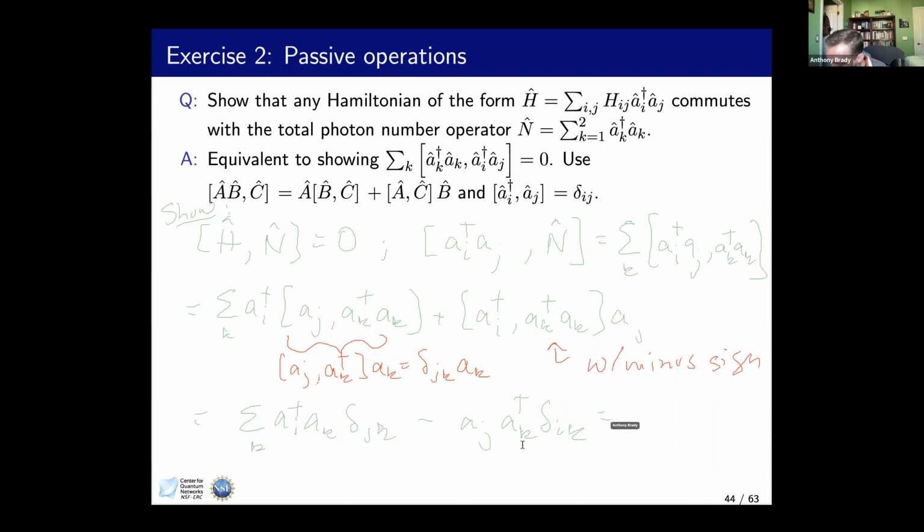So these delta functions reduce the sum, and so you have A_i dagger A_j, and then, sorry, I actually wrote the second term wrong. So this is supposed to be A_k dagger A_j. Yeah, there we go. And then these go away. So any Hamiltonian that can be written in this form up top commutes with the total photon number, and that defines a passive operation. Okay.